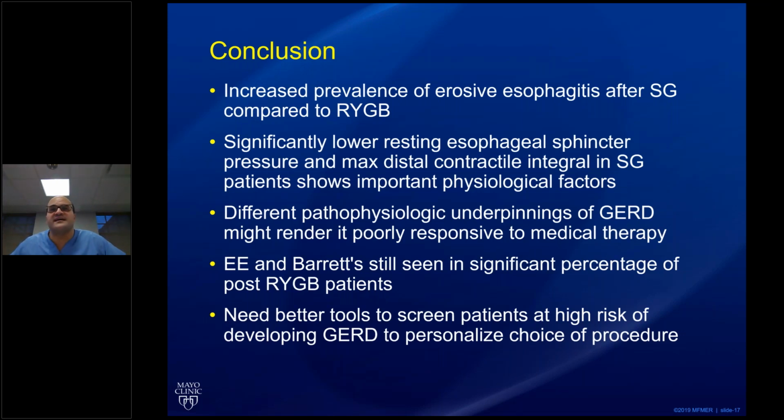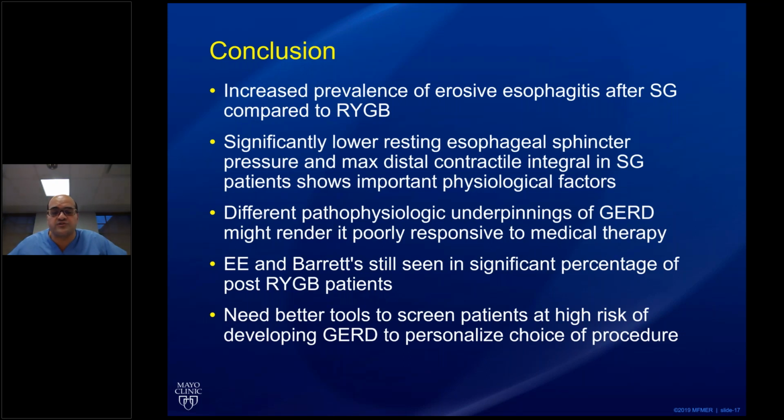The physiology of GERD in post-surgical anatomy, or post-bariatric surgical anatomy, is slightly different than we see in normal anatomy. And PPI, though used ubiquitously, might not be sufficient alone to address this issue. Erosive esophagitis and Barrett's esophagus was still seen after Roux-en-Y gastric bypass. So we cannot say that, though Roux-en-Y gastric bypass significantly improved reflux, it's a cure for reflux, and vigilance in screening patients for reflux and the consequences of reflux after Roux-en-Y gastric bypass is warranted.